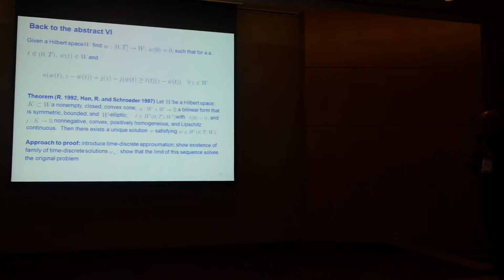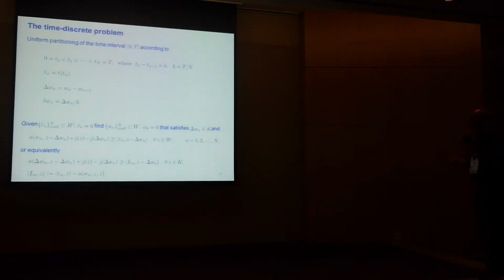Well, the approach to the proof is nothing too special. Essentially, one introduces a time discretization that you know how to solve, and then looks at the sequence and takes the limit of the sequence. In fact, here is the time discrete problem, which I do want to say more about. So we partition the time interval in a uniform way, just for convenience. Uppercase delta is the difference between the solution of the two time steps, and lowercase delta is the divided difference.